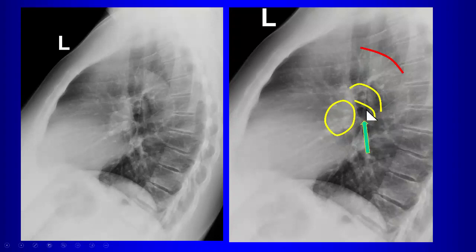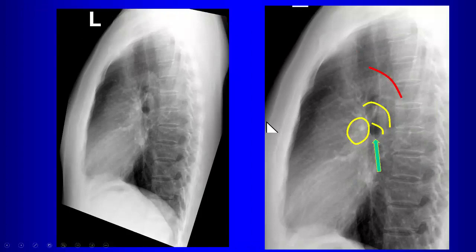This round lucency is the left upper lobe bronchus, or it can be the left main bronchus in some patients, depending on the anatomy. There's this comma-shaped structure here, outlined in yellow, that goes up and over the left upper lobe bronchus. What is this? That is the left pulmonary artery, going up and over that. And over here, this one's easy. That's the arch of the aorta. So that's what we see on the lateral view.